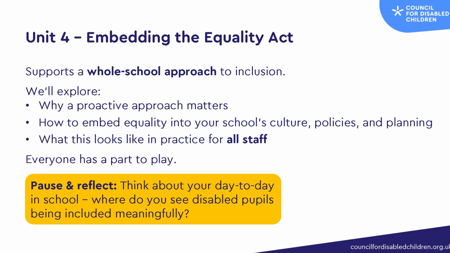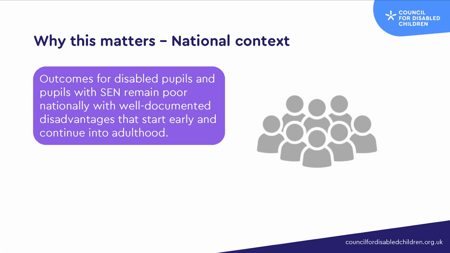As we move into the next slide, we'll step back for a moment and look at the national picture to see why this proactive whole school approach really matters. Nationally, outcomes for disabled pupils remain poor, with disadvantages that begin early and often continue into adulthood. That headline is important context for this unit. Over the next few slides, we'll look at what that means in practice, the data on progress, exclusions, attendance and longer-term outcomes, and that will help us see why embedding the Equality Act across the whole school is so critical.